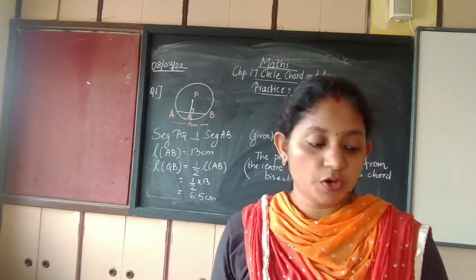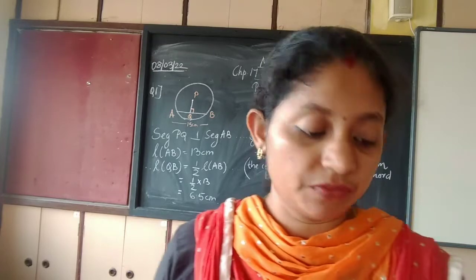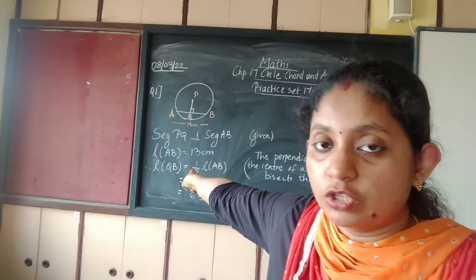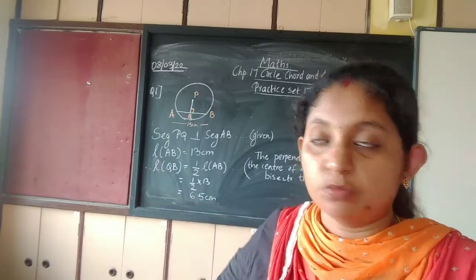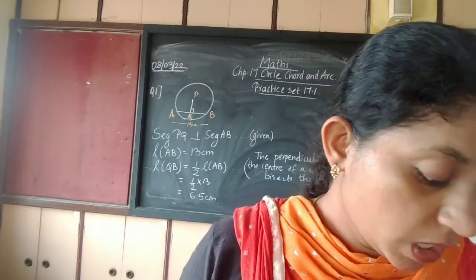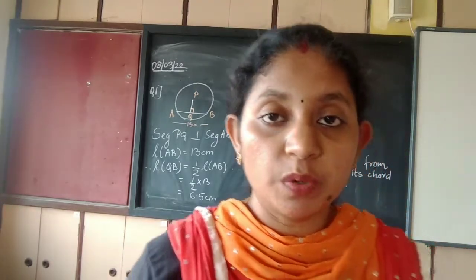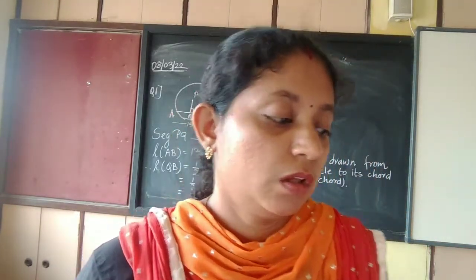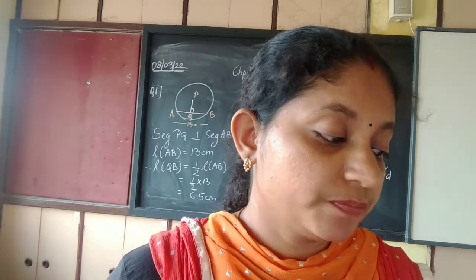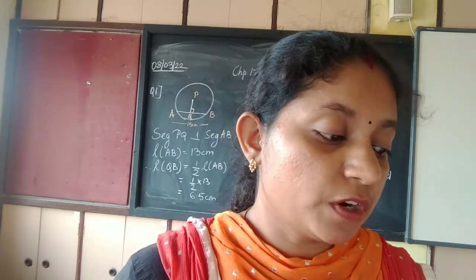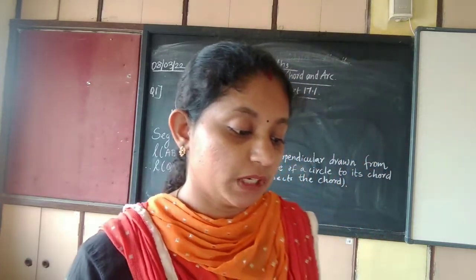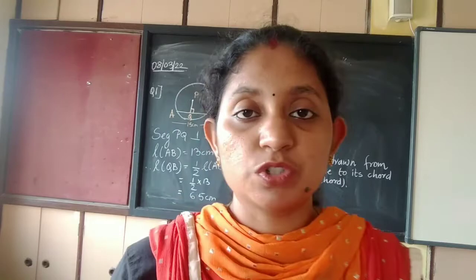Now we shall look at question number 2. Students, when you are writing this, it is important that you also draw whatever figure is given in the textbook. See your textbook, draw the figure and then write the solution. Now let's see question number 2. The radius of a circle with center O is 25 cm. Find the distance of a chord from the center if the length of the chord is 48 centimeter. So let's see how to solve this.